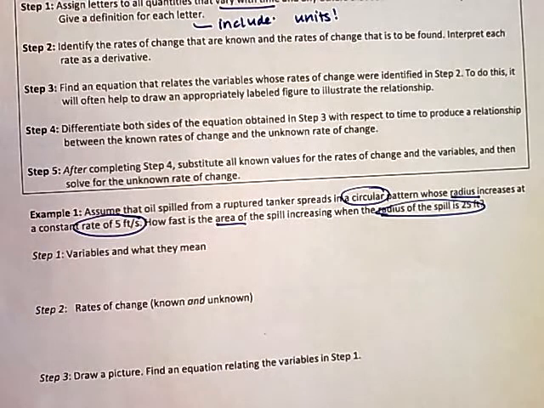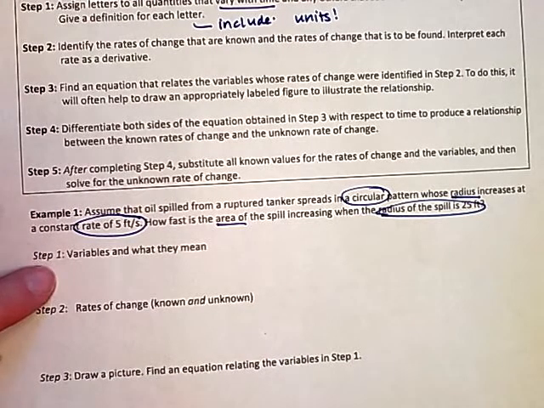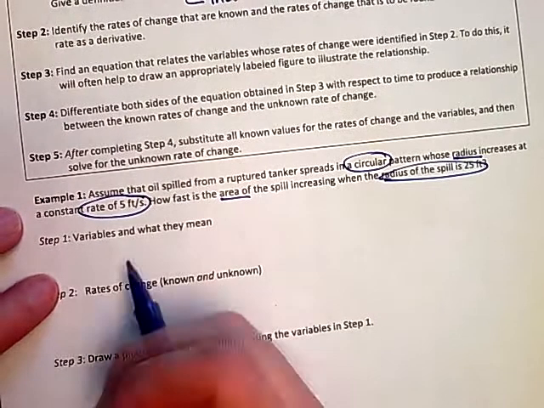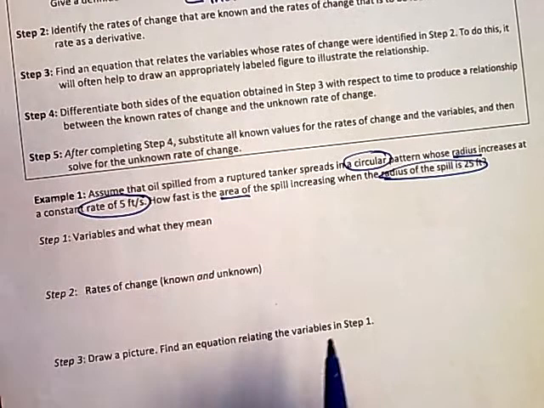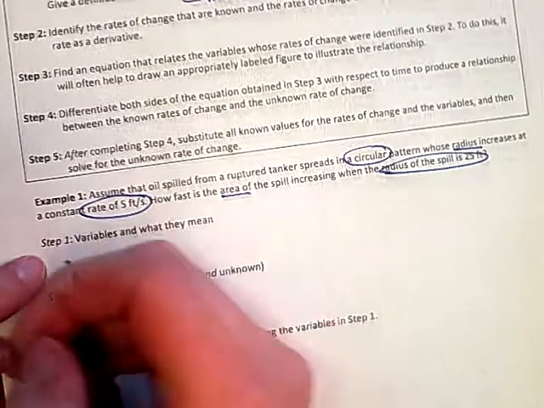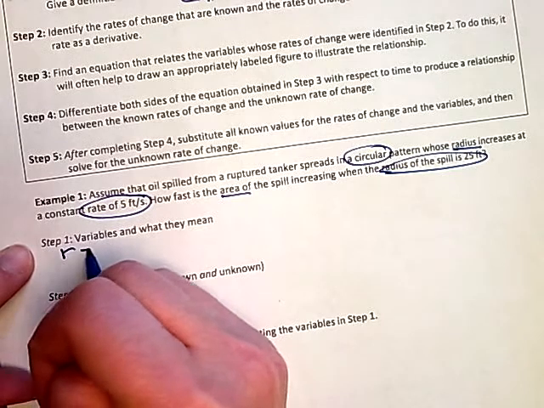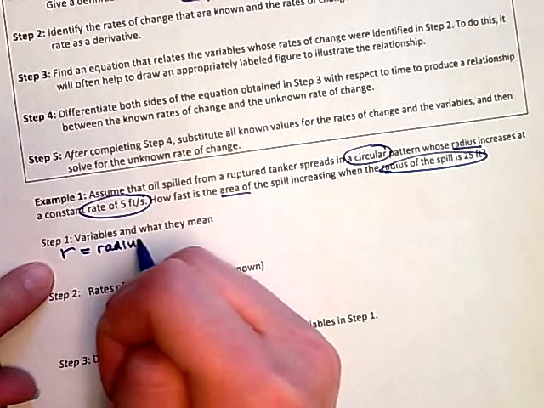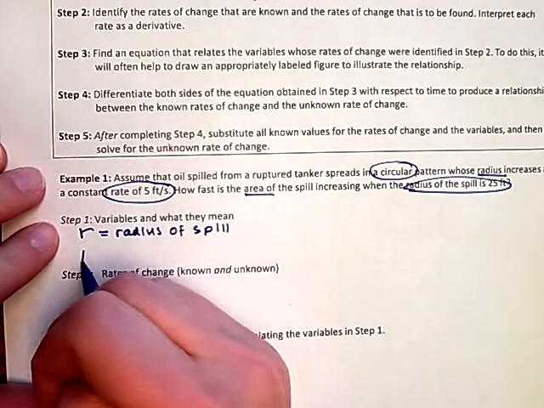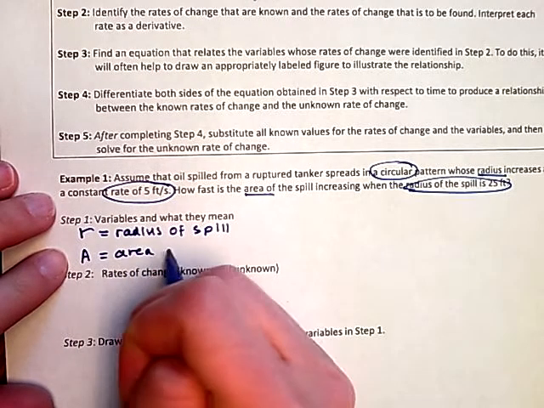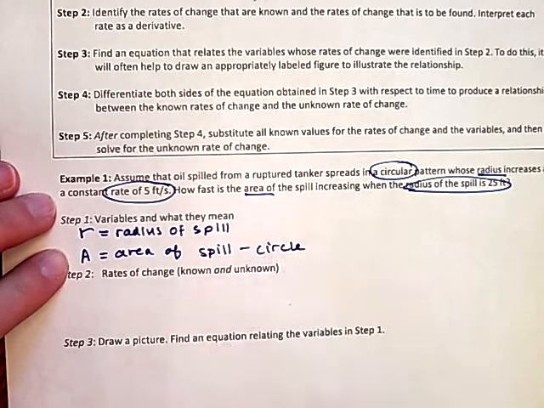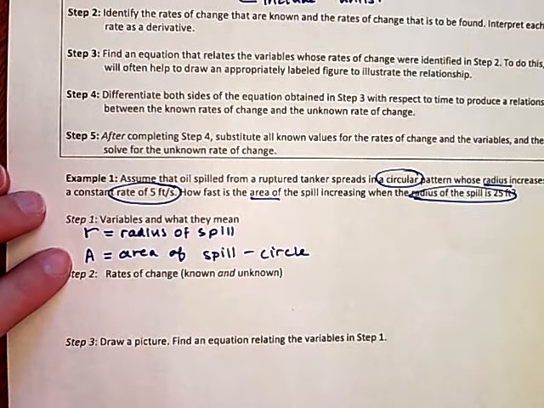Okay, so if I'm thinking about what my variables should be, there are two key quantities that I see here. And the key when we think about the variables is that I want them to represent amounts of things, not rates of change. So that would be radius and area in this problem. So I could say R is going to be the radius of the spill, and A is going to be the area of the spill. I might just circle them, to help me when it comes time to write an equation.